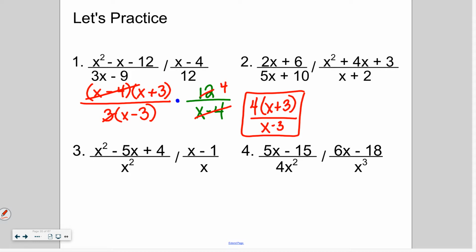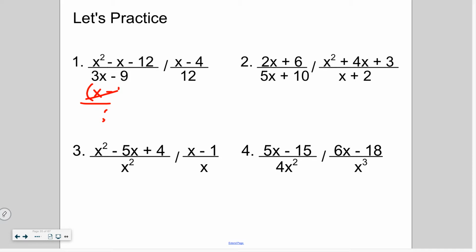Now the reason I didn't write every detail down is just because I don't have enough room on this. When you get to 3 and 4, I will do that so you can see it better because I can extend my page. All right, let's do the second one.